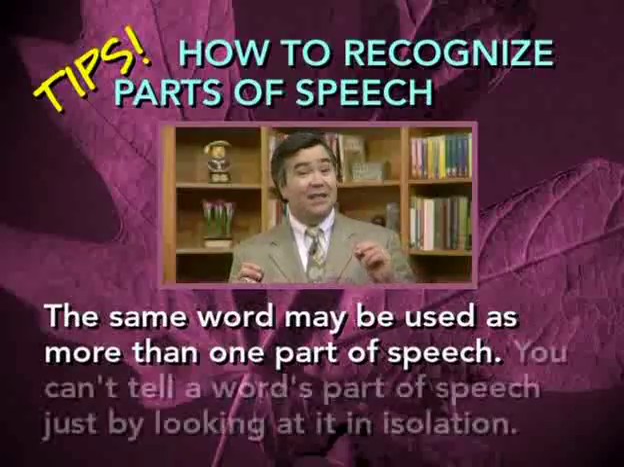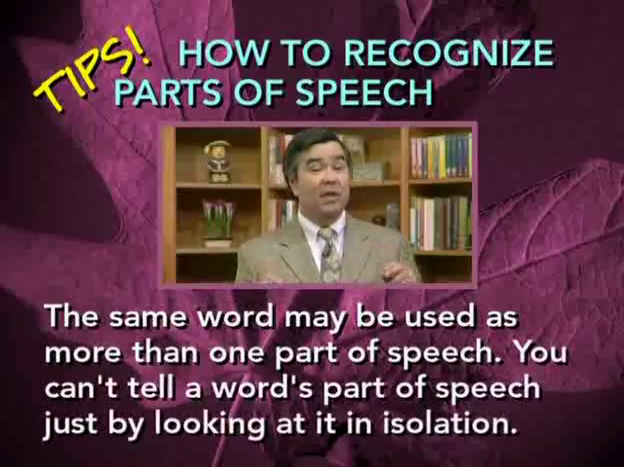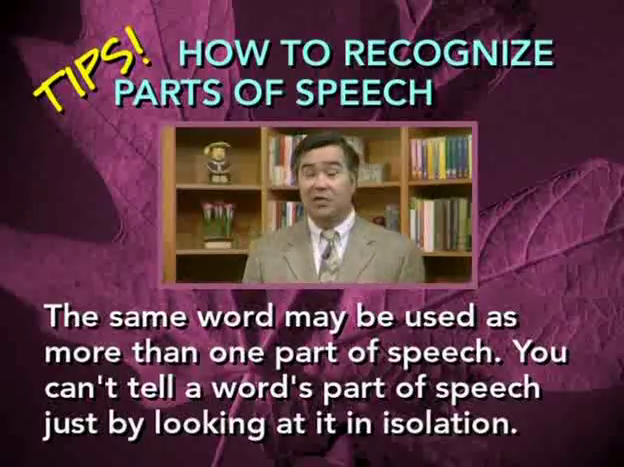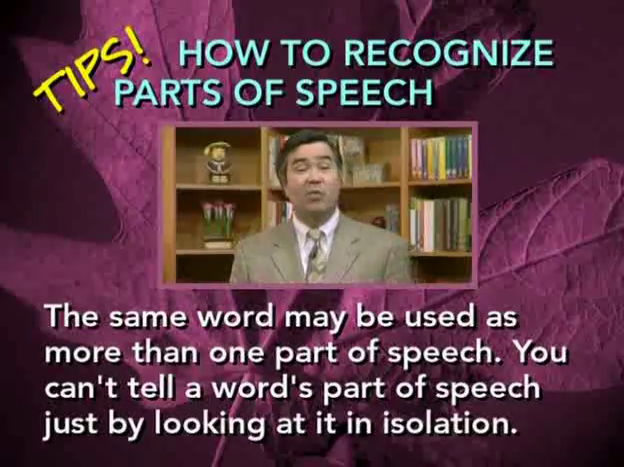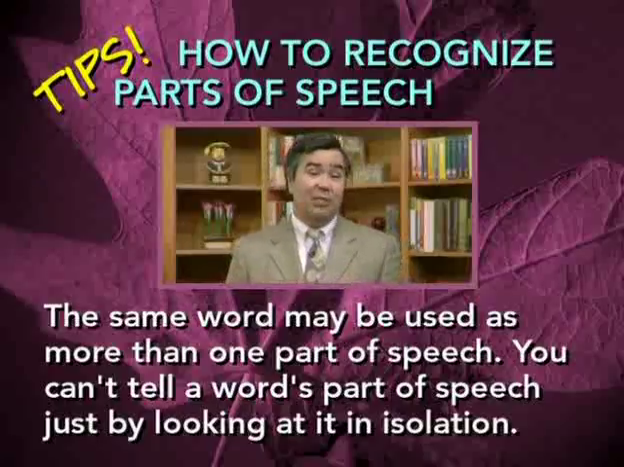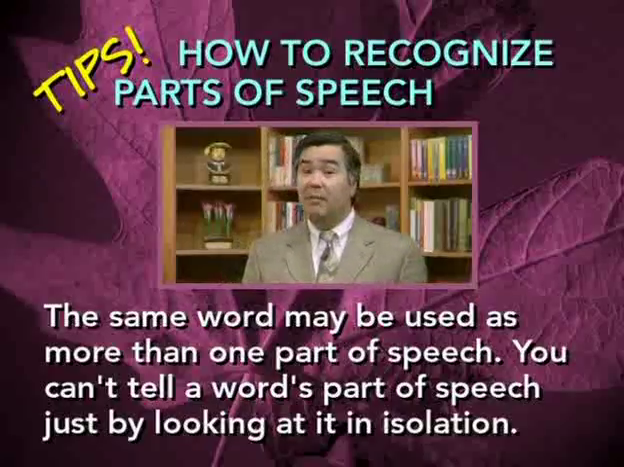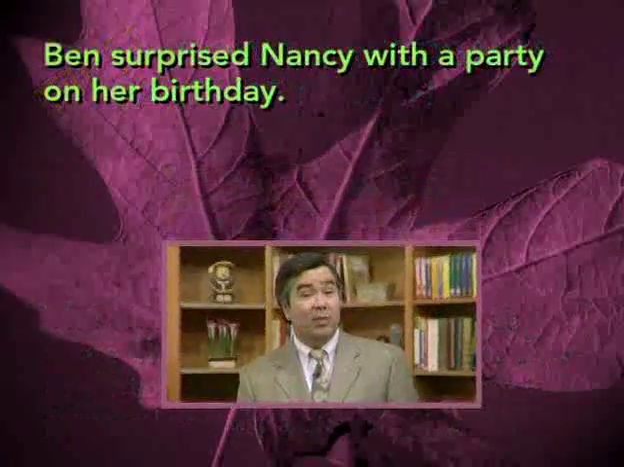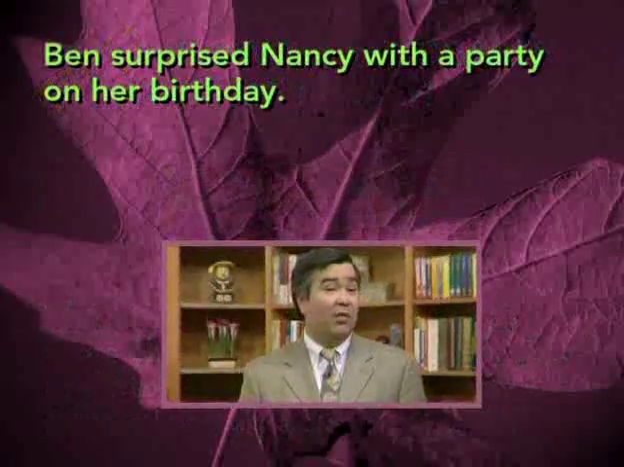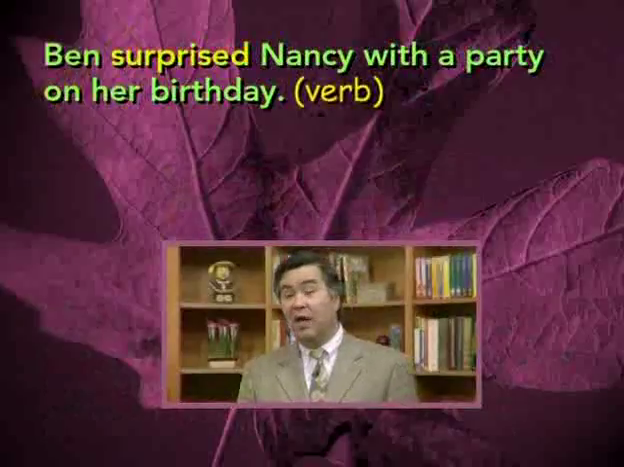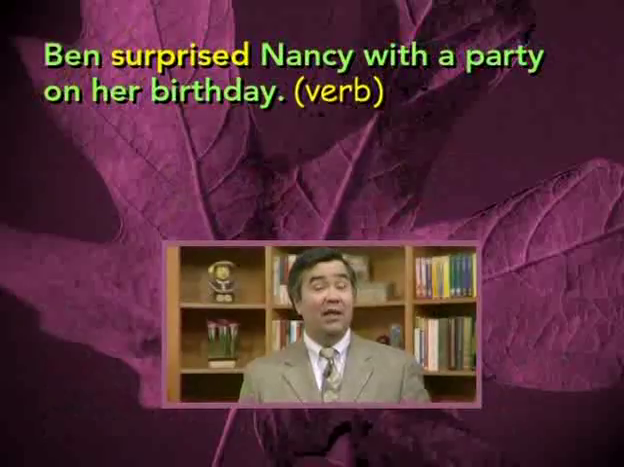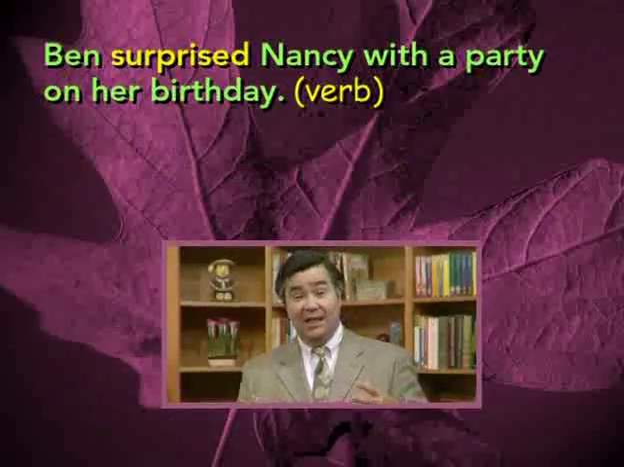So you can't tell, remember, a word's part of speech just by looking at it in isolation. You need to look at how it's being used in the sentence. Take a word like surprise. A word like surprise can be used as more than one part of speech. In this sentence, Ben surprised Nancy with a party on her birthday. The word surprised is being used as a verb. It describes the action that Ben took, what he did in the sentence.